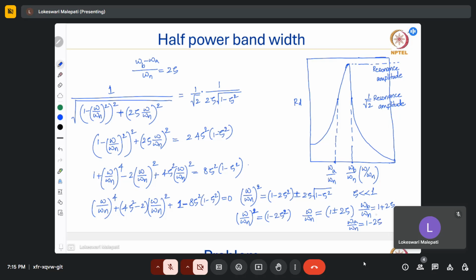If we just subtract these two values, (omega b minus omega a) by omega n, now we'll have 2 zeta. So this is the relation. This can be used to find out the damping ratio of a structure, just like how we use the method of logarithmic decrement when there is no forcing component present.